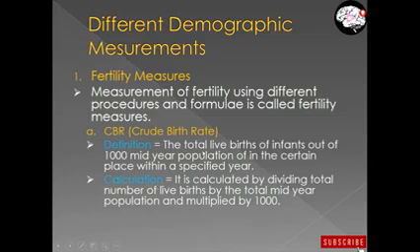Look here: the total live births of infants out of 1000 mid-year population in a certain place within a specific year. If you read this definition, you can easily tell how it is calculated. Here, out of 1000 mid-year population, so we multiply by 1000.